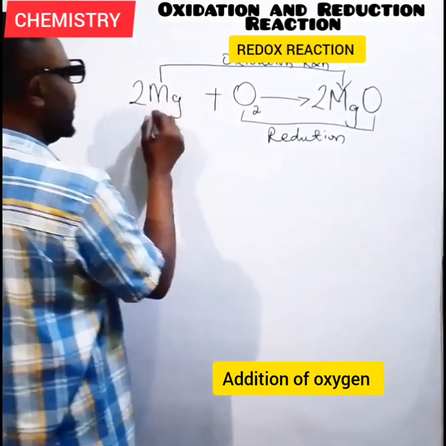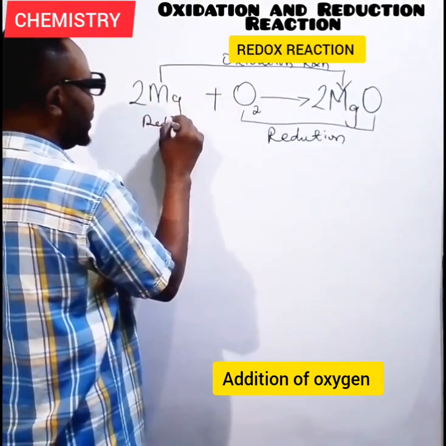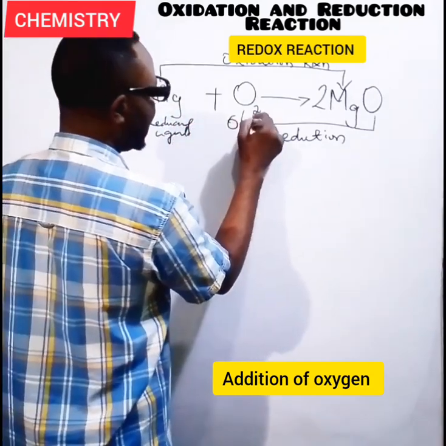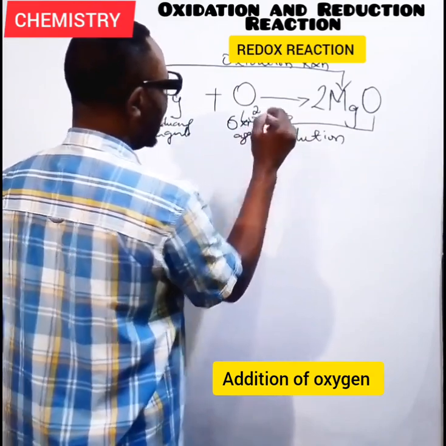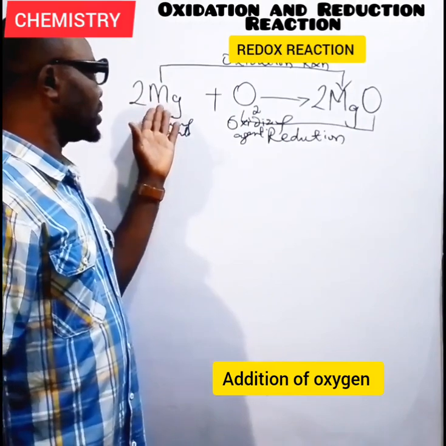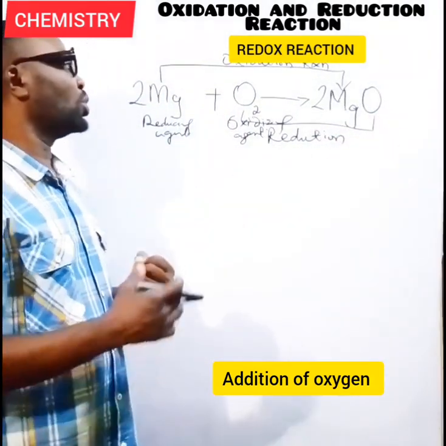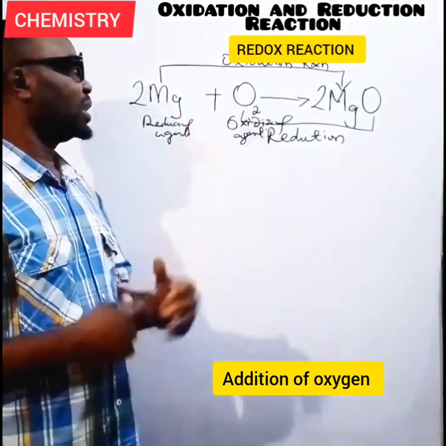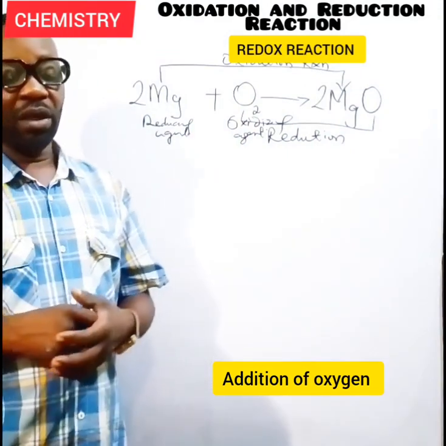Now, you agree with me that this is going to be our reducing agent, and this is our oxidizing agent. In other words, you can define a reducing agent as that particular substance that absorbs oxygen towards itself, and you can identify an oxidizing agent as that particular substance that gives out the oxygen.